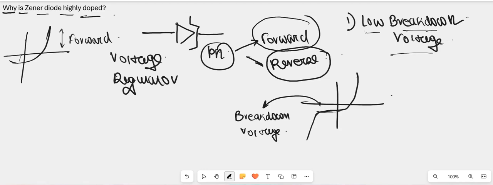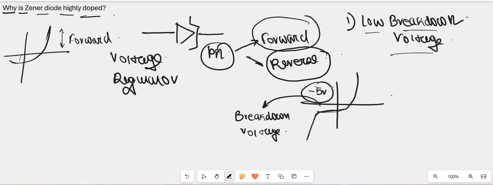Okay, so why do we need the Zener diode highly doped to maintain a low breakdown voltage? And why do we need a low breakdown voltage? A low breakdown voltage allows the Zener diode to start conducting at a lower voltage, making it more suitable for voltage regulation applications. For example, here the value is almost minus 5 volt.